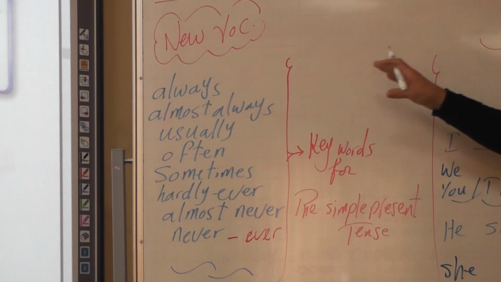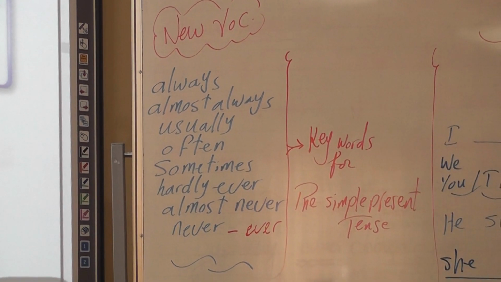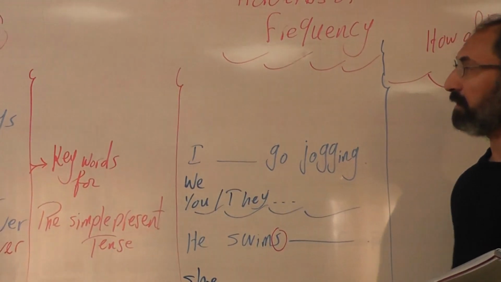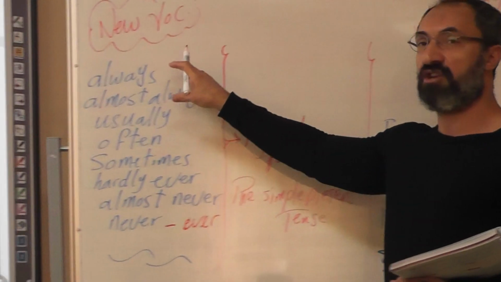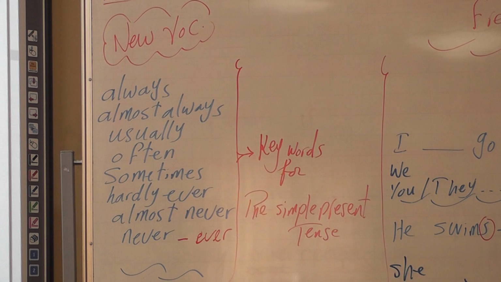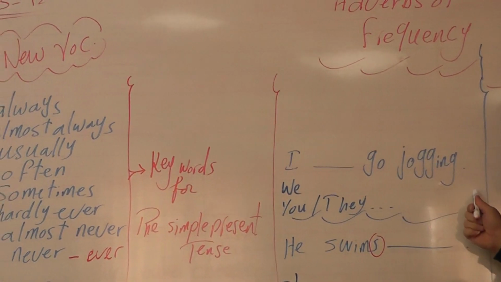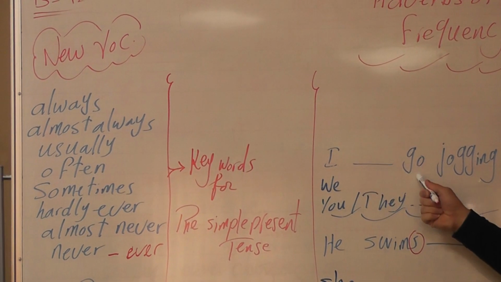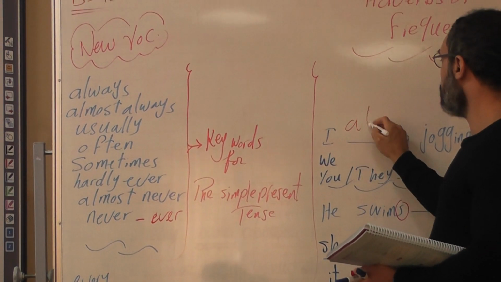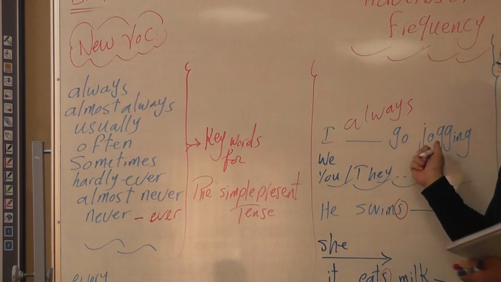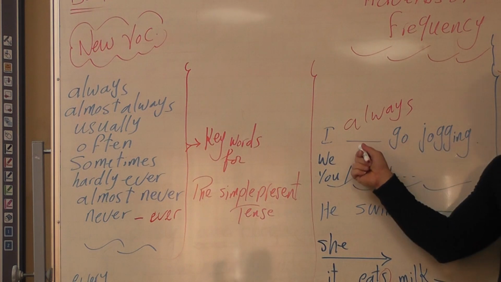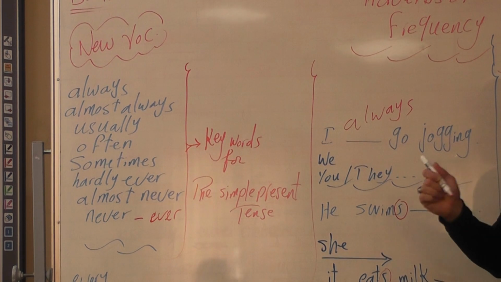Okay? To use any of these adverbs of frequency, there is a special position in our sentence. Any adverb of frequency that we have mentioned should be placed between the subject and the verb. For example, where should we put always in our sentence? Can I say, I go jogging always? I go always jogging? Of course not. We have to say, I always go jogging. Never say, I go jogging always. This is the right place for placing always.